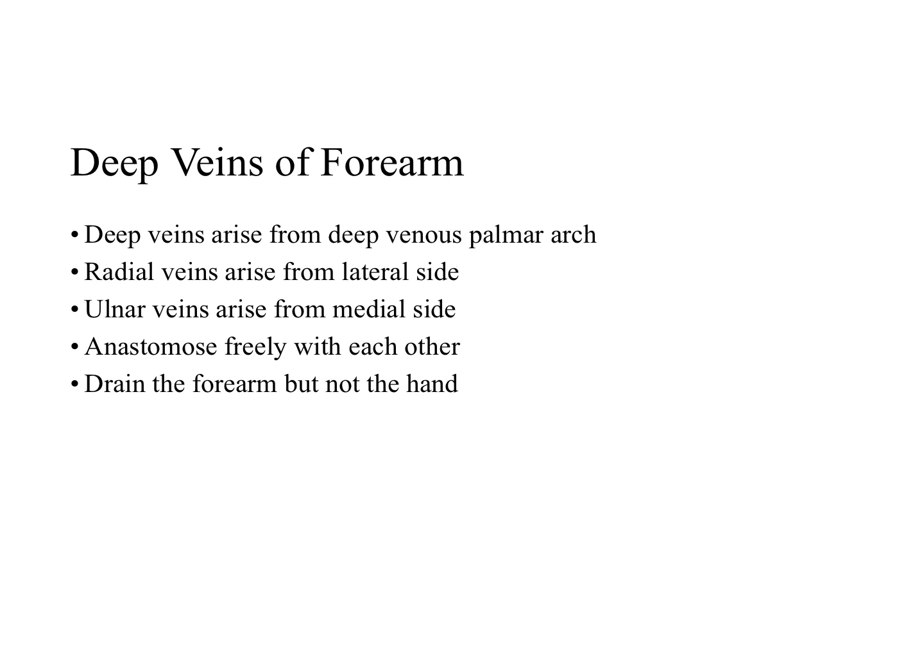These accompanying veins arise from an anastomosing deep venous palmar arch in the hand. From the lateral side of the deep venous palmar arch, paired radial veins arise and they accompany the radial artery. From the medial side, paired ulnar veins arise and accompany the ulnar artery. These veins that are accompanying each artery will frequently anastomose with each other. The radial and ulnar veins drain the forearm, but they carry very little blood from the hand.